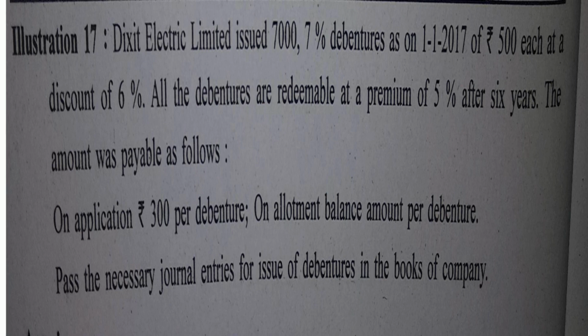With application, 300 rupees. With allotment, the remaining 200 rupees. Alright.